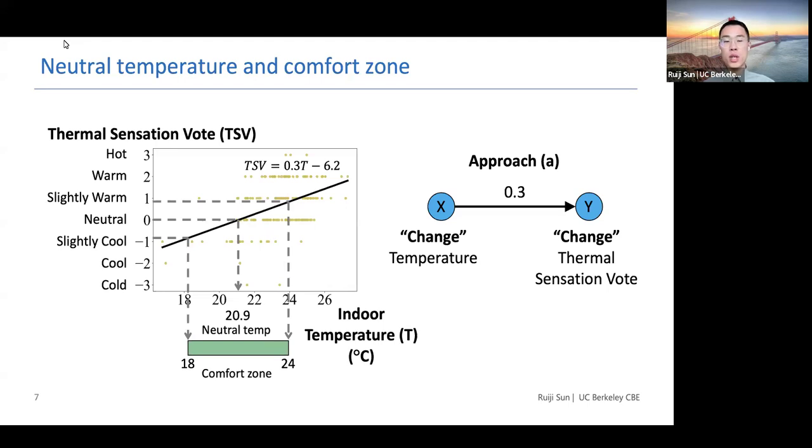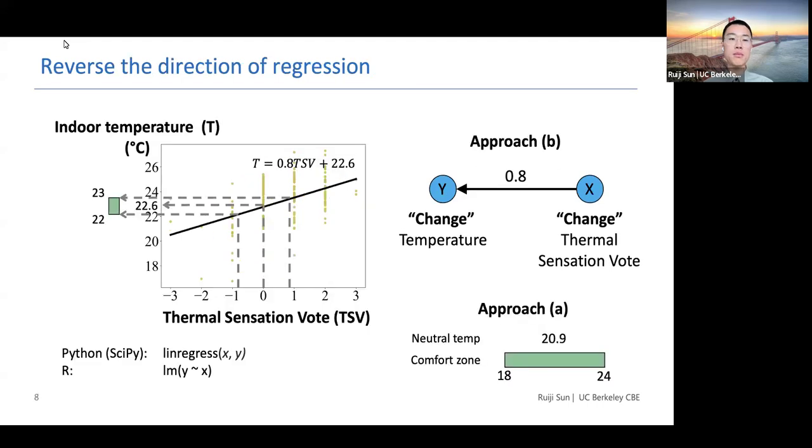And the reason that people do this linear regression is that people want to calculate the neutral temperature and the comfort zone. They can be calculated by setting the TSV as 0 or plus minus 0.85 on the linear regression line, and people can find the corresponding temperatures. We call this regression approach A.